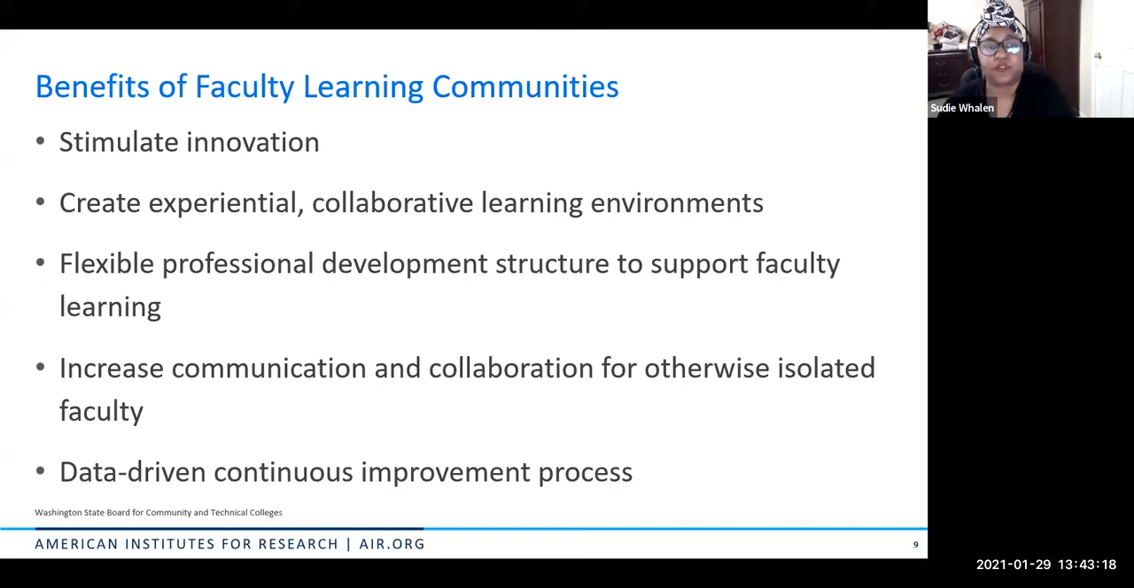According to Washington State Board of Community and Technical Colleges, faculty learning communities have many benefits included, but of course not limited to. Faculty learning communities stimulate innovation while simultaneously creating experiential and collaborative learning environments. These learning communities also provide a flexible professional development structure that supports learning around any number of topics specific to instruction and assessment, including technology integration, cultural competence, and importantly, the scholarship of teaching and learning, which is necessary to keep faculty up to date with the ever-evolving and always changing field of higher education.